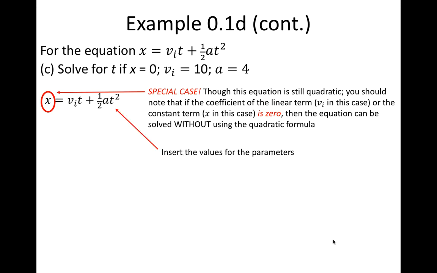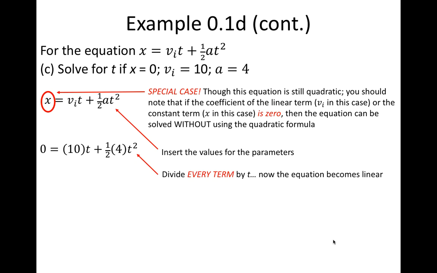If we insert the values for the numbers that we know, we can then divide every term by t. Now our equation is no longer quadratic, it is now linear. Now we can use reverse order of operations to solve for t. And we arrive at our solution that t is equal to -5.